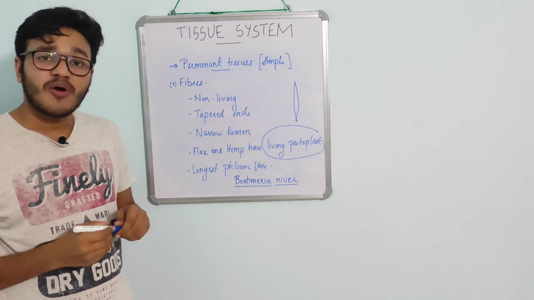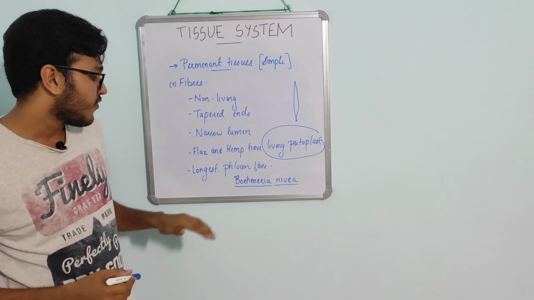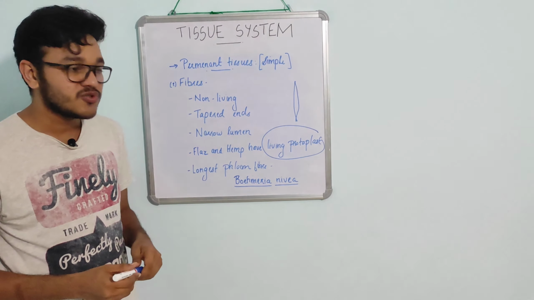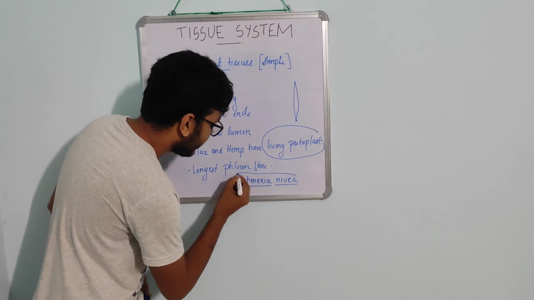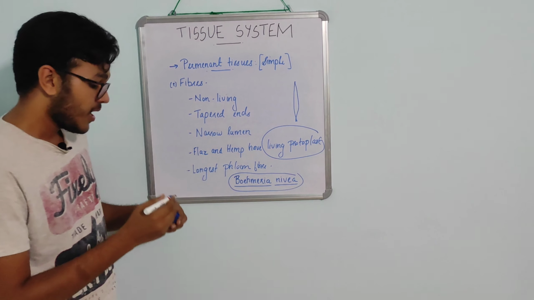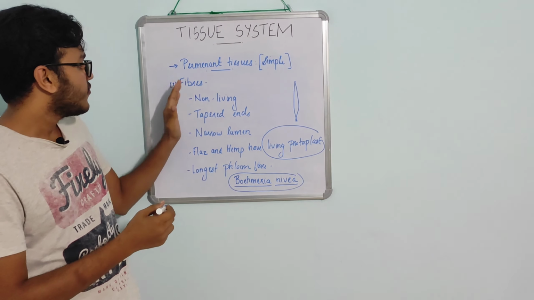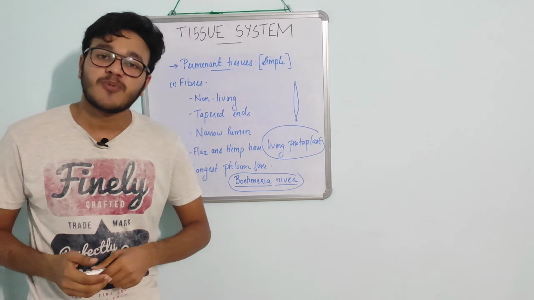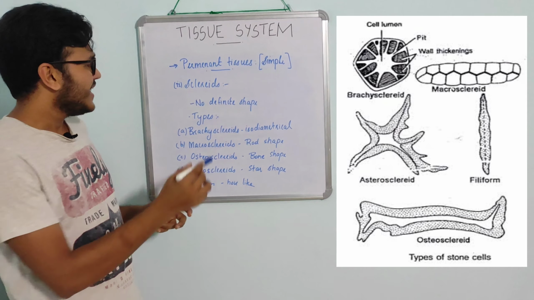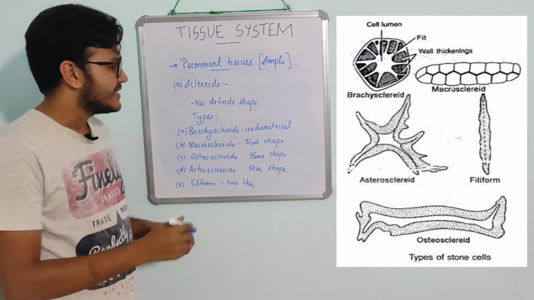Now, the longest phloem fibers is actually of Boehmeria nivea. It's a plant, so you should note this one also. These are the entrance points, which might be asked from this part. So that's what we have to discuss about fibers from the entrance point of view. Now, the second type of sclerenchyma, that is sclereids.